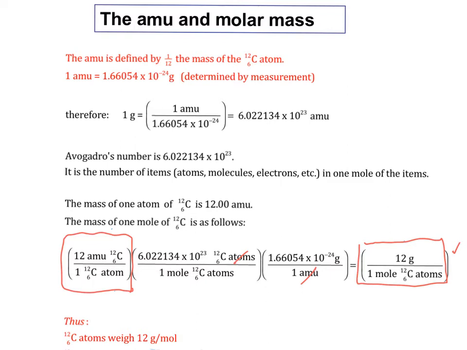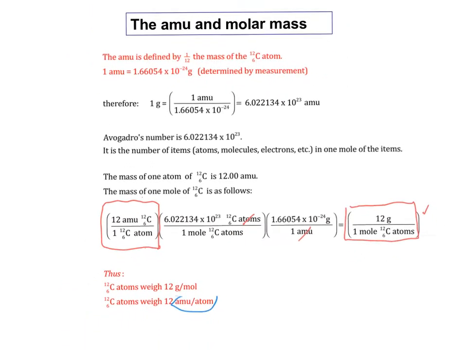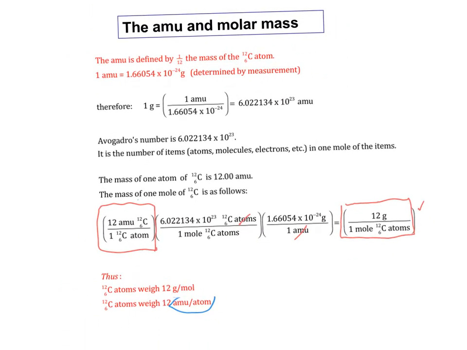So you can use grams per mole, which we usually do, or you could say it's 12.01 on average AMU per atom. And you'll see a reference to that as we go along. So the end here says that carbon-12 atoms weigh 12 grams per mole. Carbon-12 atoms weigh 12 AMU per atom.